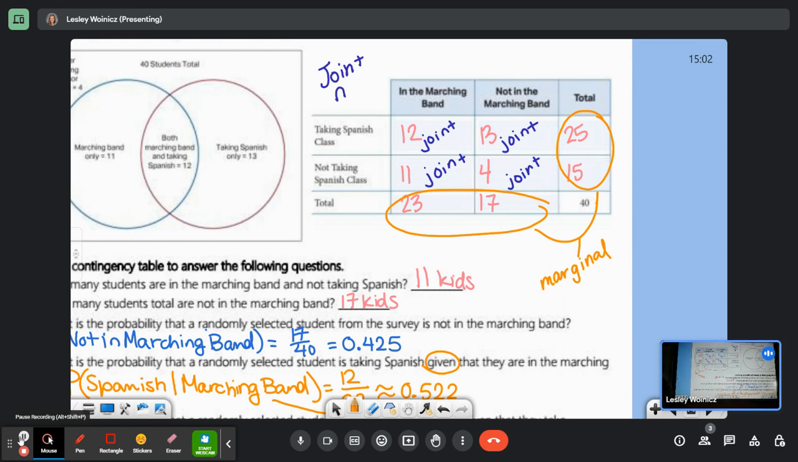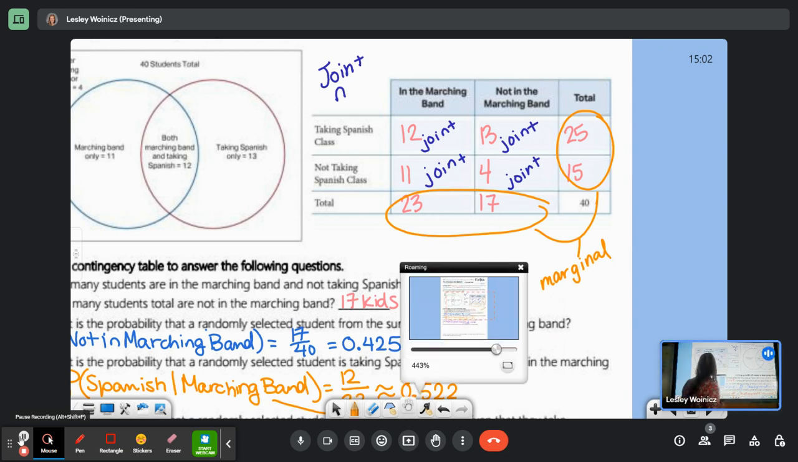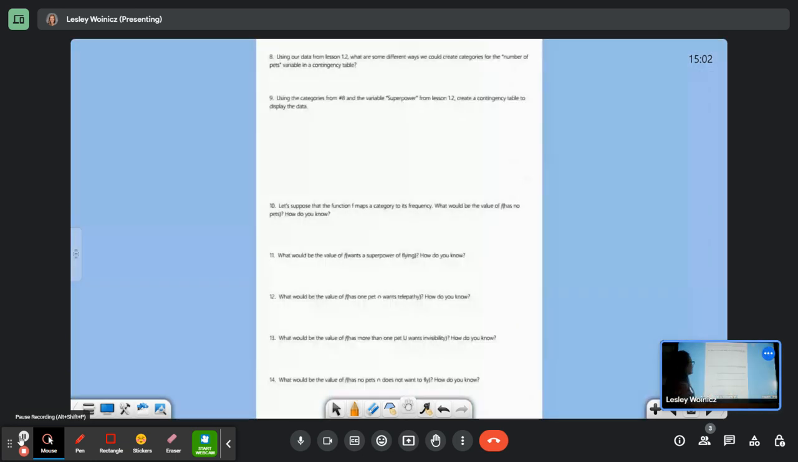Where are the margins of your paper? Off to the side and up at the top and the bottom, right? Those are your margins. Aren't these off to the margins? The joint ones happen in the middle. Did you label your table? Yeah. Okay, good. All right, let's go to the next page.